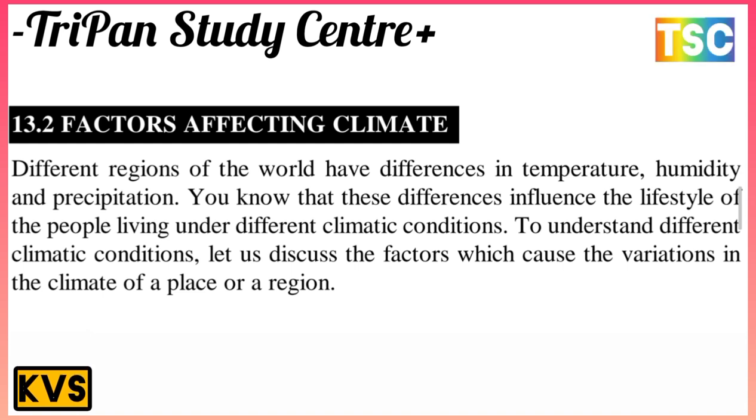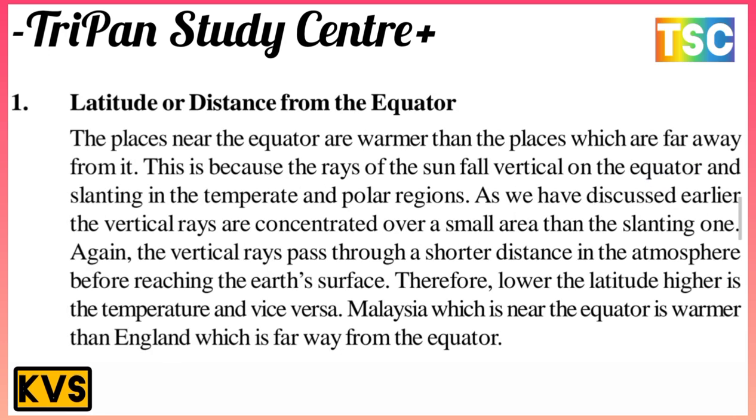Let us discuss the factors which cause the variation in the climate of a place or region. The first point is latitude, or distance from the equator. Places near the equator are warmer than places which are far away from it.